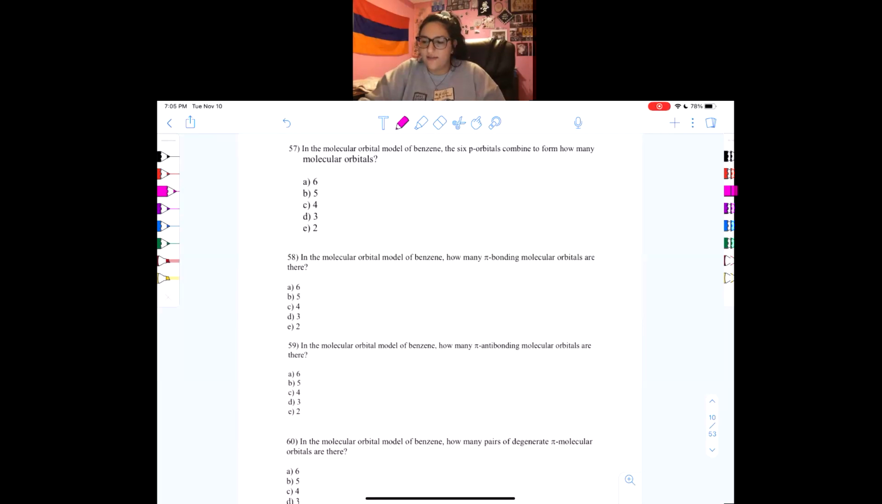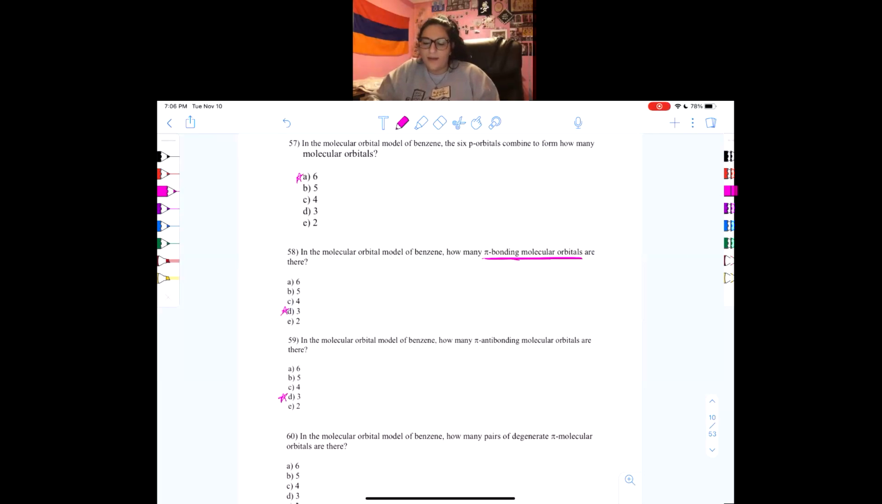So for 57, that is going to be A. For 58, we are going to say pi bonding molecular orbitals. What do you guys think? Now we're not talking about electrons, we're talking about orbitals. Exactly, 3. Perfect. The next one is very similar. So anti-bonding, we know there's also 3. And if I zoom out a little bit, how many degenerate orbitals are there?